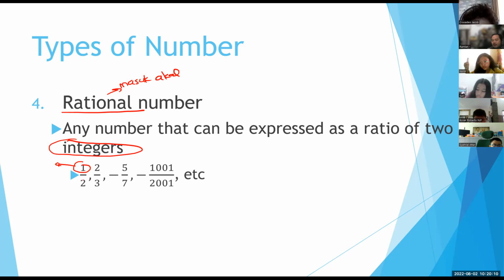Yang bawah kita sebutnya apa? Denominator. Bahasa Indonesianya? Penyebut. Penyebut, yes. Okay, so I will use these two words a lot, guys. So if you don't know or you forgot, please write it down. This is what we call a numerator, yang di atas, yang di bawah kita sebutnya denominator.